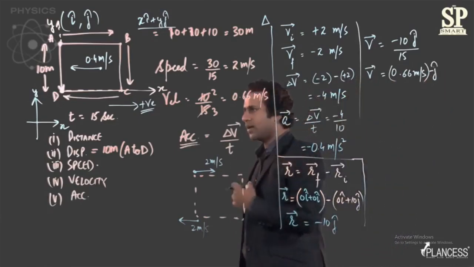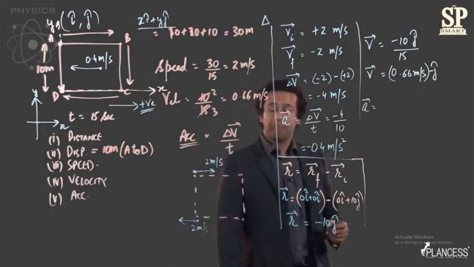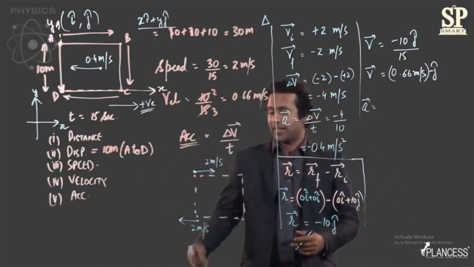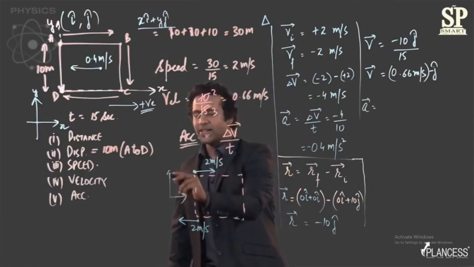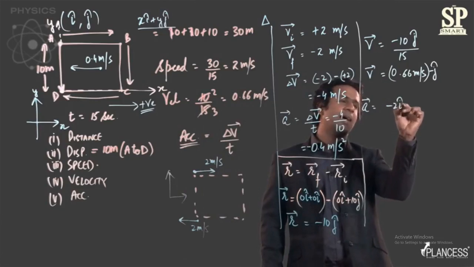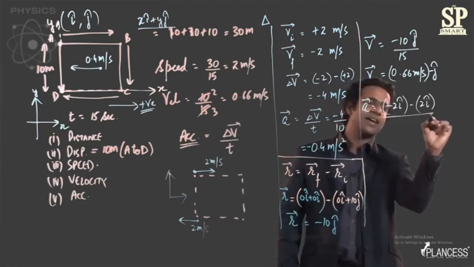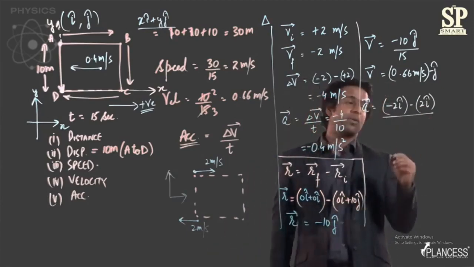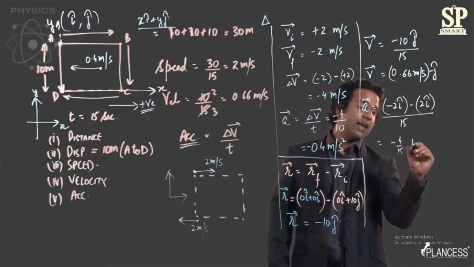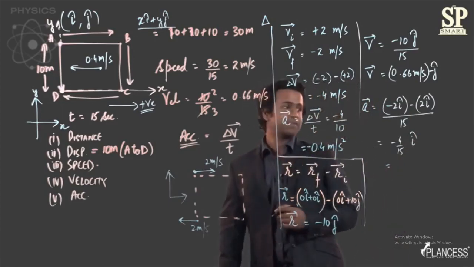Right. And finally, to find acceleration, what we could write is we could say that the final velocity, as we can see from this figure, this is what the coordinate axis looks like. So from here, the final velocity is minus 2i cap minus the initial velocity, which is plus 2i cap, divided by the time taken, which is given to be 15 seconds. So this becomes minus 4 by 15 i cap, which gives you the value that we have already found.